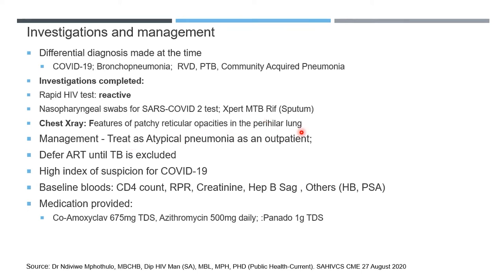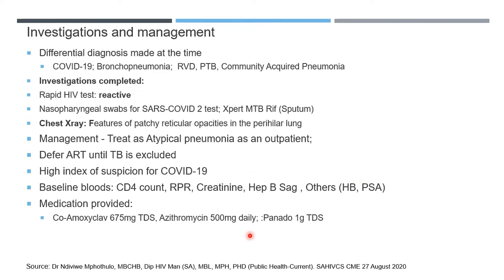They decided to treat him as an atypical pneumonia, as an outpatient. He did not have any danger signs on his examination. They deferred ART until they had their TB diagnostics back, and they were also concerned about COVID-19. They completed the rest of the baseline bloods, including an RPR, and because he was 53, they did a PSA, and they only did an Hb in view of the fact that his ward Hb was 7.5.